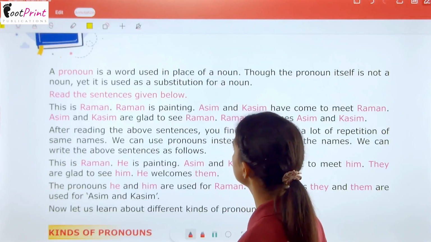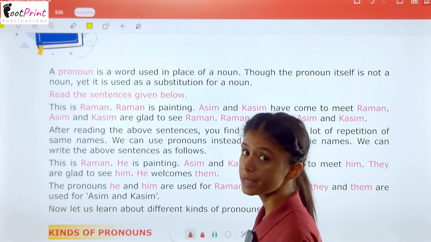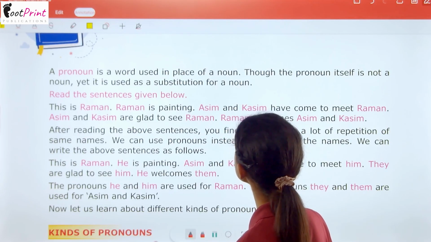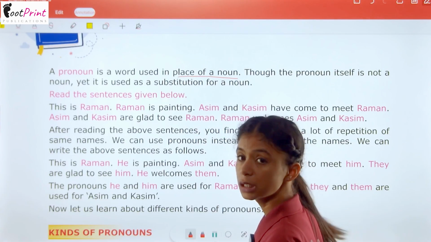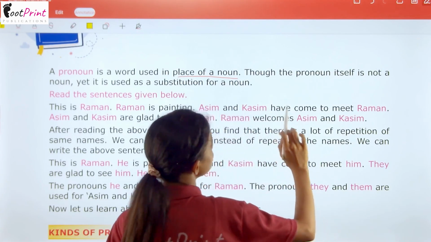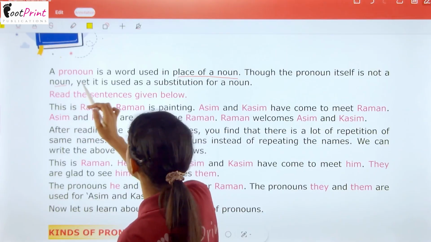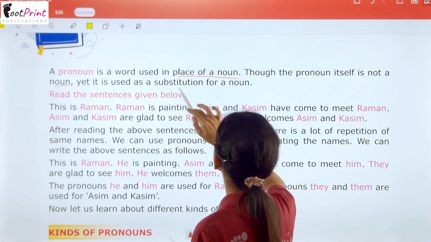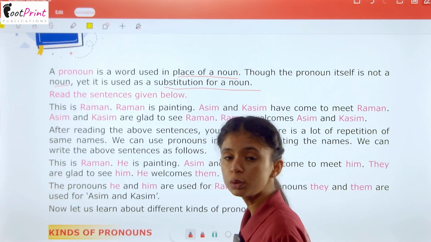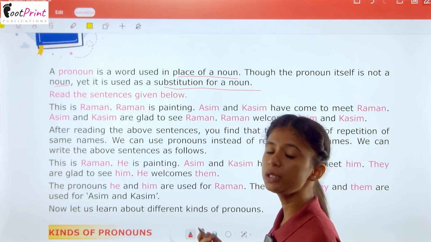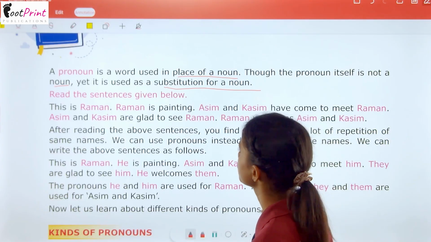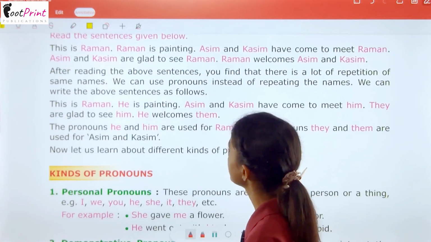A pronoun is a word used in place of a noun. As we already know, a pronoun is a word that we use in place of a noun. Though the pronoun itself is not a noun, yet it is used as a substitute for a noun. Let's read the sentences and find out.